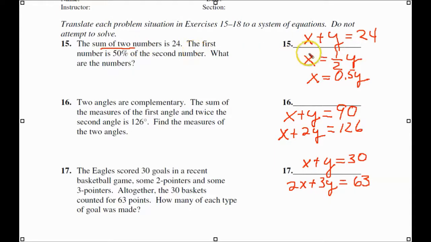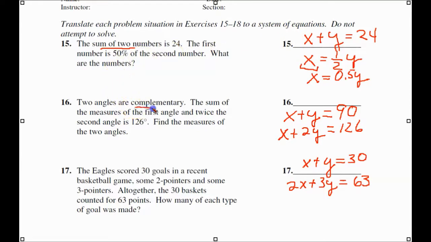The first number, which is x, is equal to 50%. Now you can put it as 1/2 or the decimal 0.5y. So there are your two equations. Now they're not asking us to solve them yet. Here we're just practicing putting them from English into algebra.